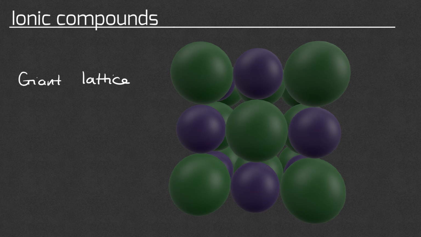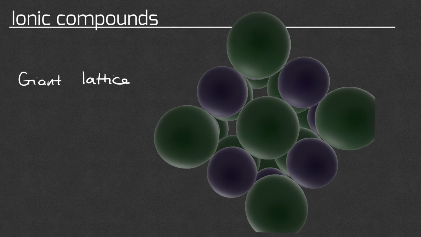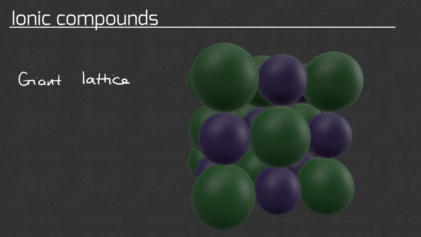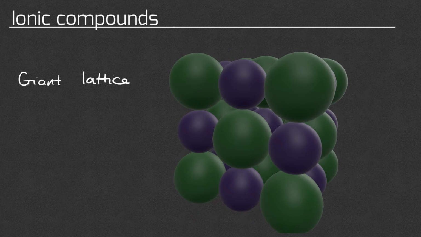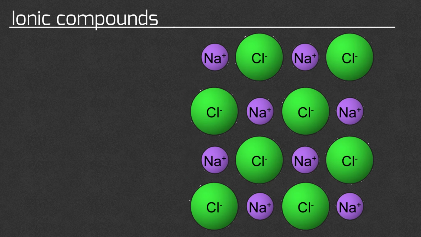Ionic compounds have a giant lattice structure, and this is what that kind of structure looks like. So it's a regular arrangement of rows and rows of ions on top of each other, and they have this 3D structure you can see here. If we looked at just one face of that ionic compound we've looked at a moment ago, you would see a repeating pattern of sodium ions and chloride ions.